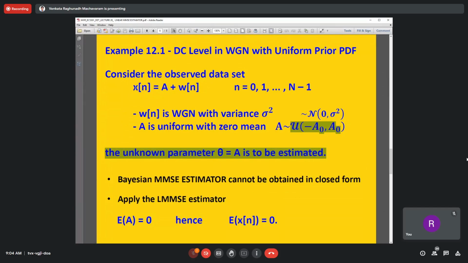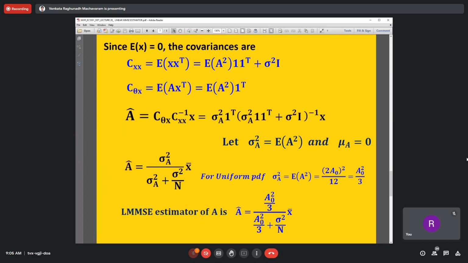So what is the expectation of x? It is the expectation of A plus the expectation of wn. And what is the expectation of wn? It is also 0 because it is zero mean. Therefore, the expectation of x is 0. Is this clear? Okay. So now what about the covariance?